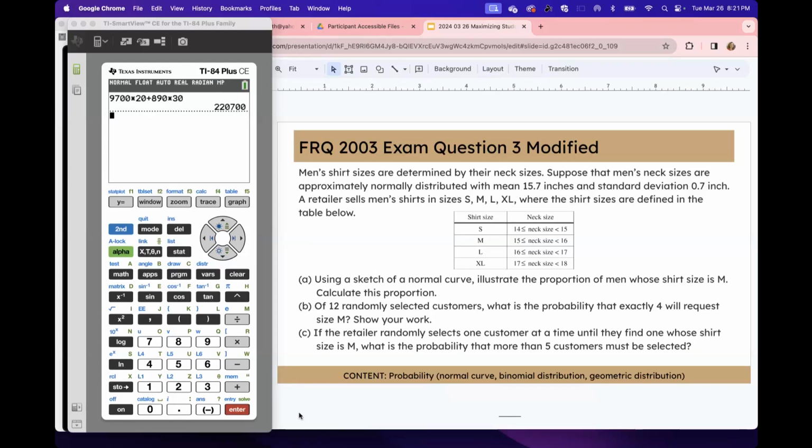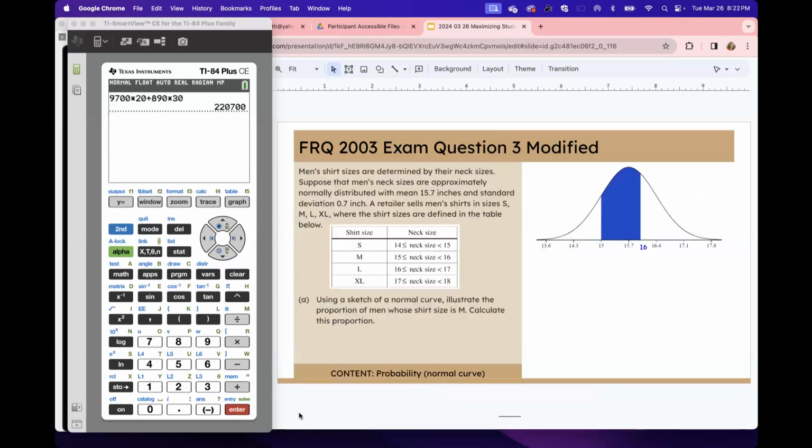So we have a 3-part question, which is very typical of probability questions on the current exam. Typically, the parts are different types of probability that students have to engage, and that makes it extra difficult because students don't easily switch from one type of probability to another. So typically part A is kind of a soft pitch. That's, I think, true here. It says using a sketch of a normal curve, illustrate the proportion of men whose shirt size is medium, and then calculate this proportion. So most students should have a good chance at that.